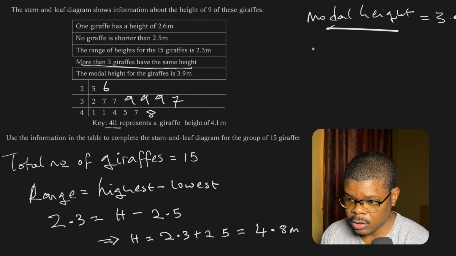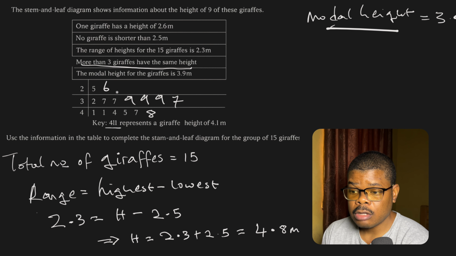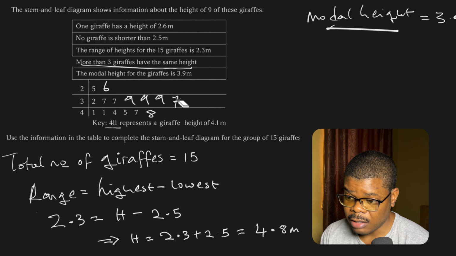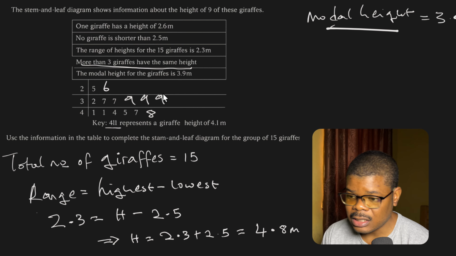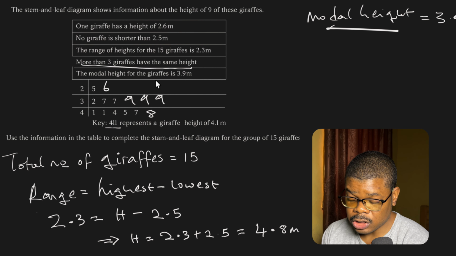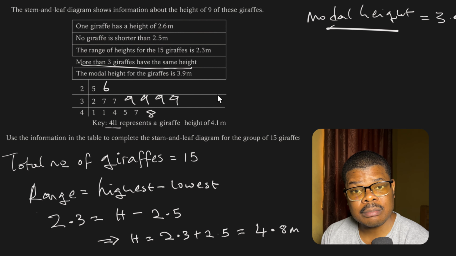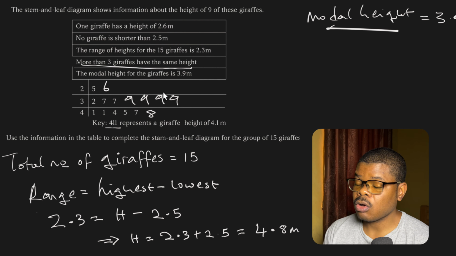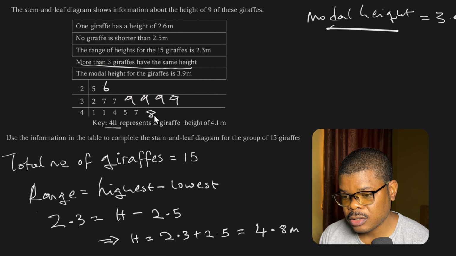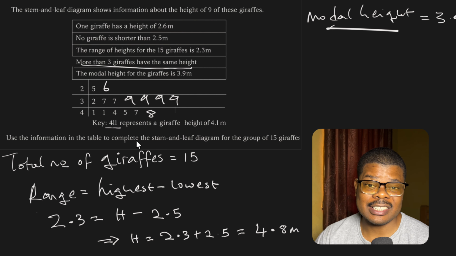And what else again? More than 3 giraffes had the same height. It can't be 2.5, it can't be 2.6 either. If we make it more than this, we have more than 15 giraffes. So the only height here that meets this condition is 3.9. So that means we have another 3.9 here, and boom. So we have our complete 6 giraffes remaining. So 1, 2, 3, 4, 5, 6. And we have completed the leaf diagram.